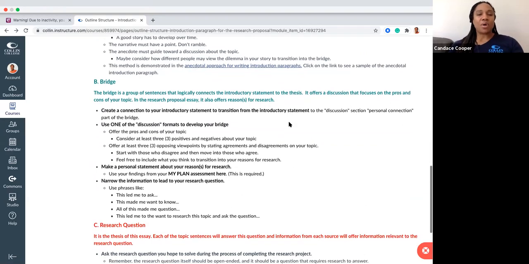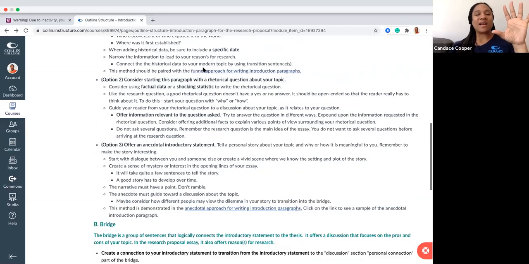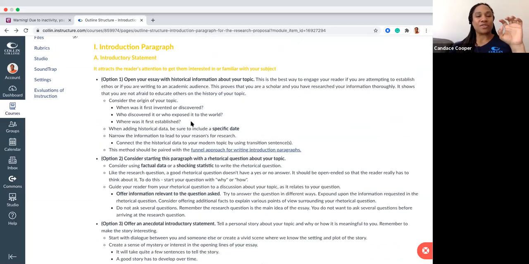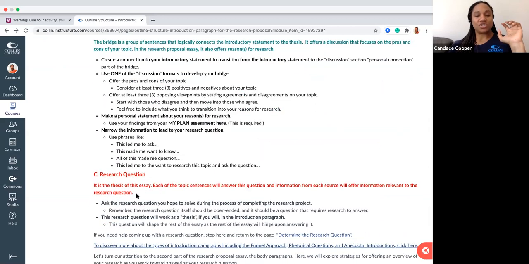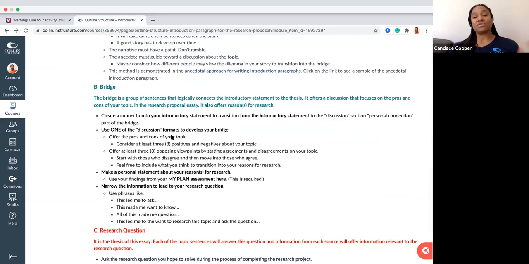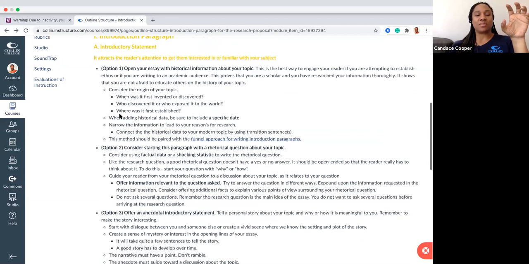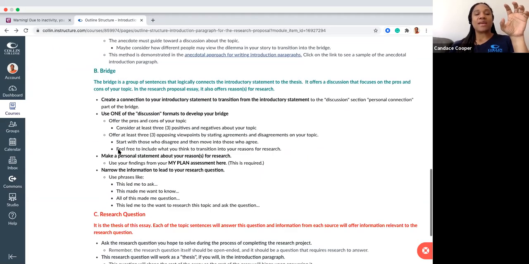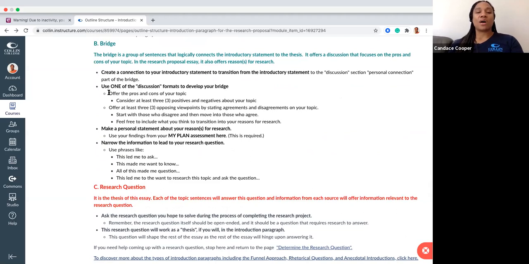So the bridge is the part of the essay where you are, well, it's not part of the essay, it's part of the introduction paragraph, where you are now connecting your introductory statement, your attention grabber, to your research question, okay? So the bridge is really important because it's actually the main part of your introduction paragraph. So the bridge needs to have a discussion format. In other words, as you leave whatever your attention grabbing statement is, which is going to be either option 1, 2, or 3, then you want to offer a discussion.